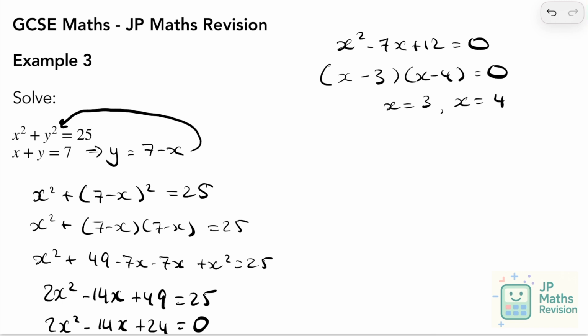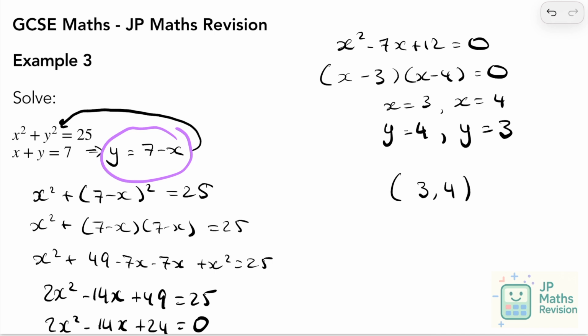So I need to find the corresponding y values, and I'm going to use y equals 7 minus x to find them. So if I have the first one, y equals 7 minus 3, which is 4. And the second one, y equals 7 minus 4, which is 3. So my two pairs of solutions are 3, 4 and 4, 3.